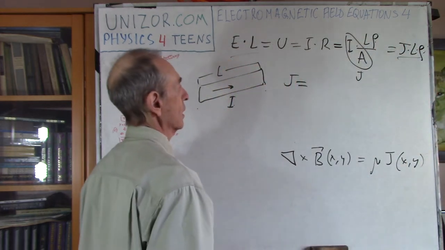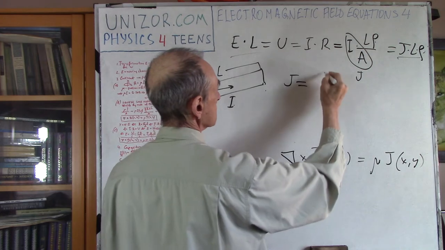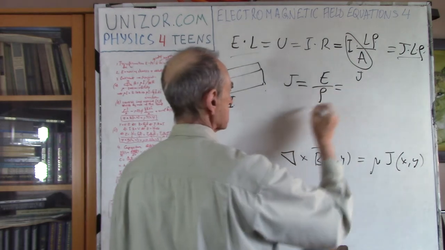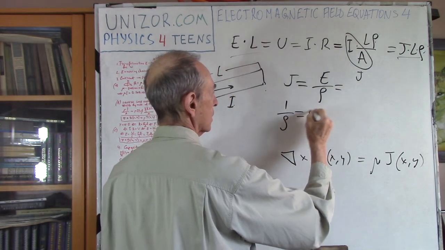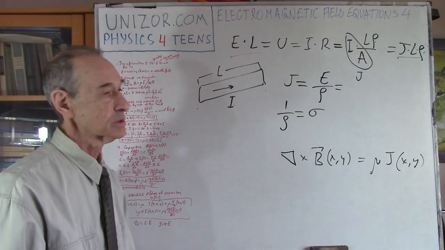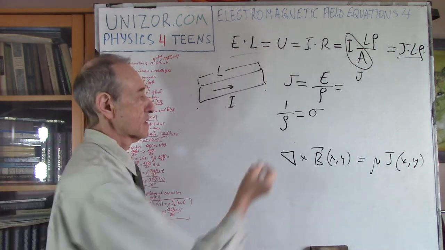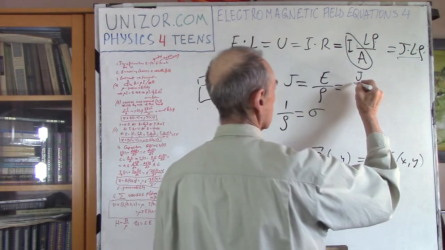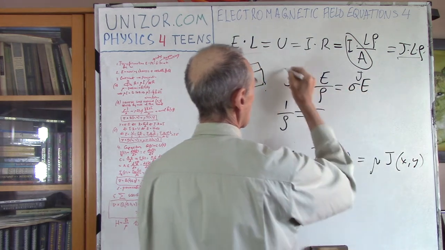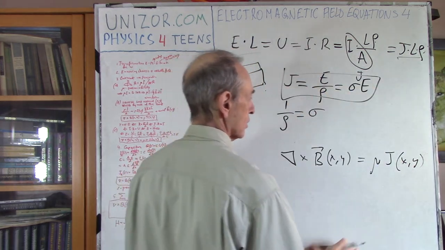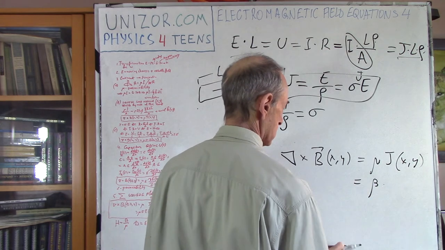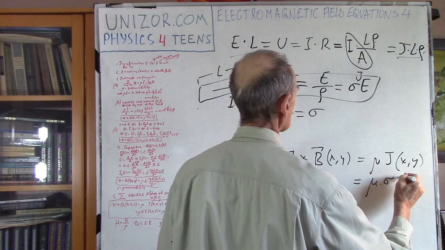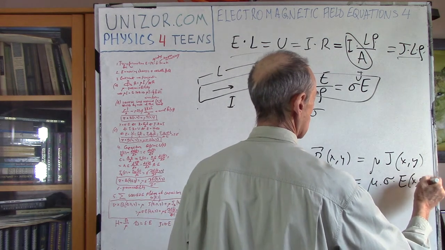That's resistivity. So from here you will see that J is equal to E divided by rho, right? Now, sometimes the unit 1 over rho is called conductivity. So rho is resistivity, 1 over rho is conductivity. So that would be sigma times E. Now, if you know this, then you can say that this is equal to mu times sigma times E of xy.